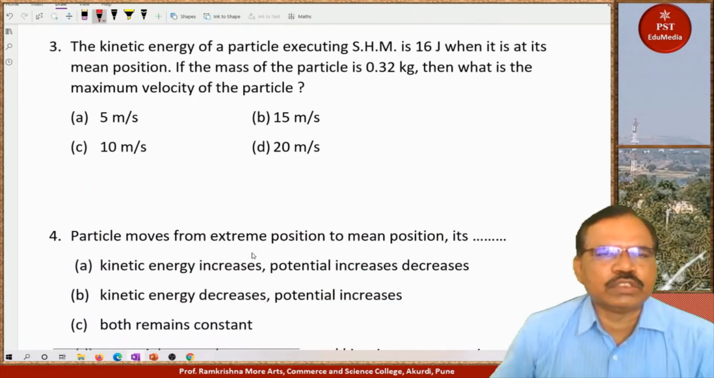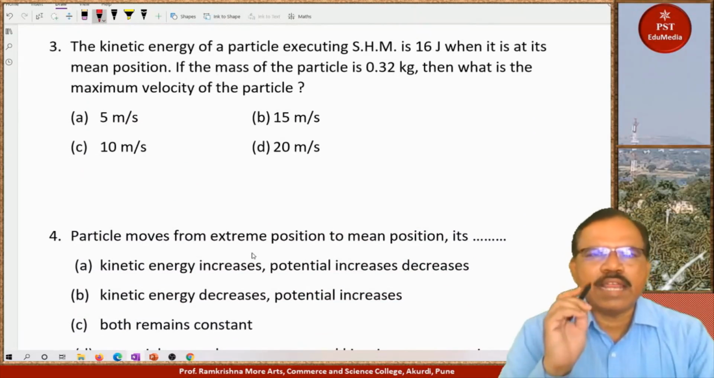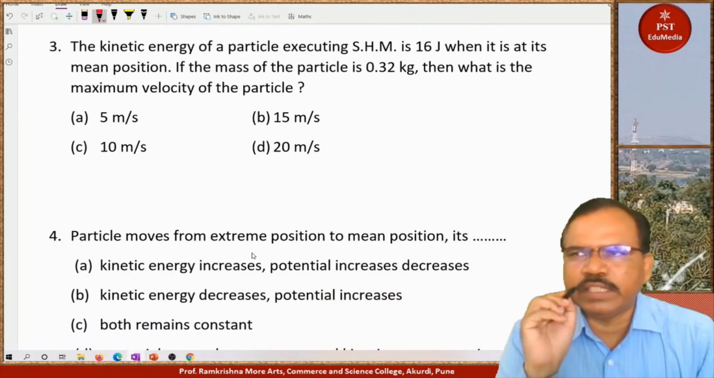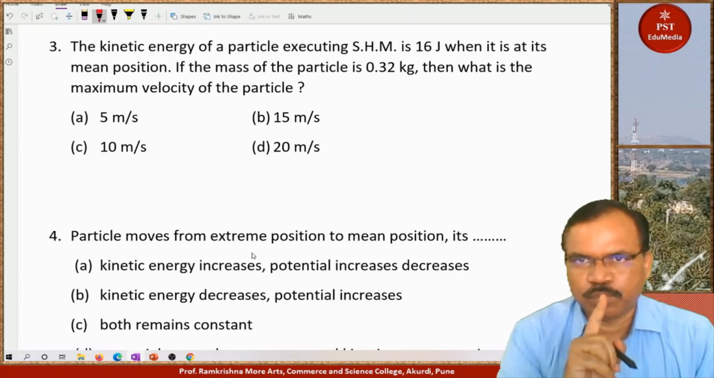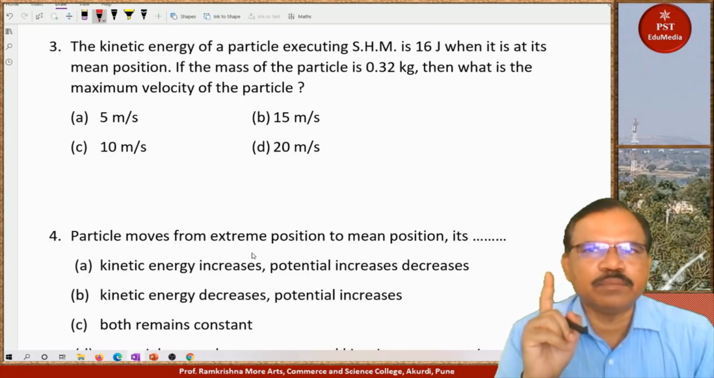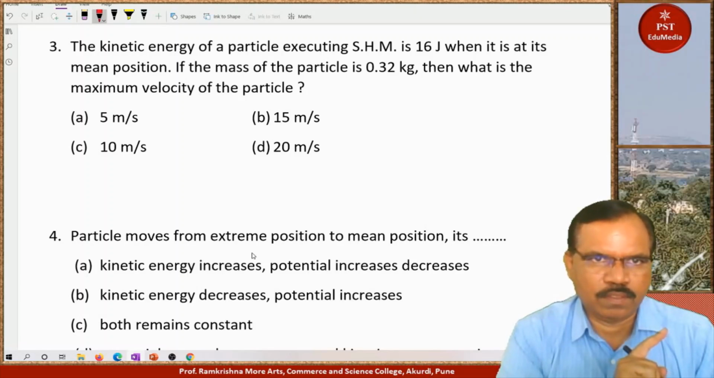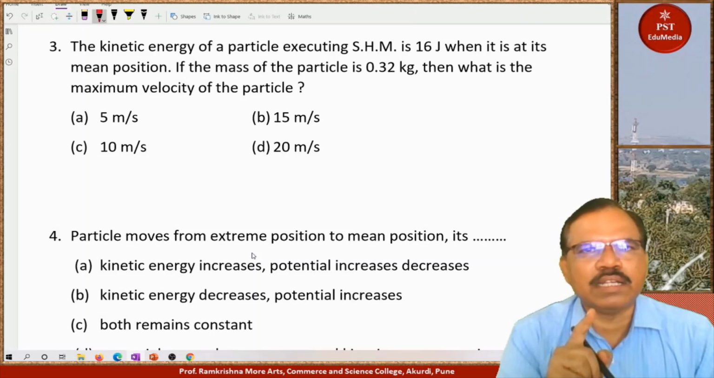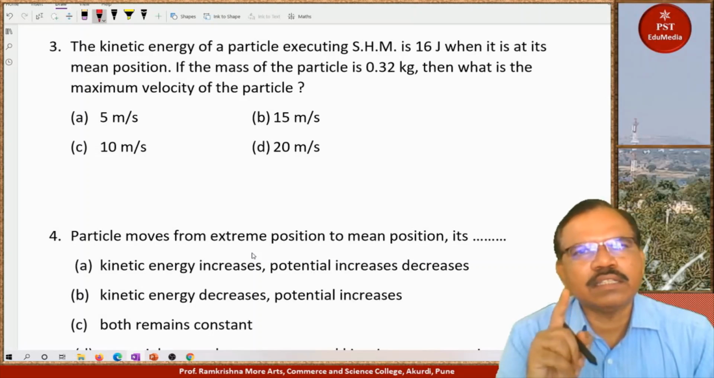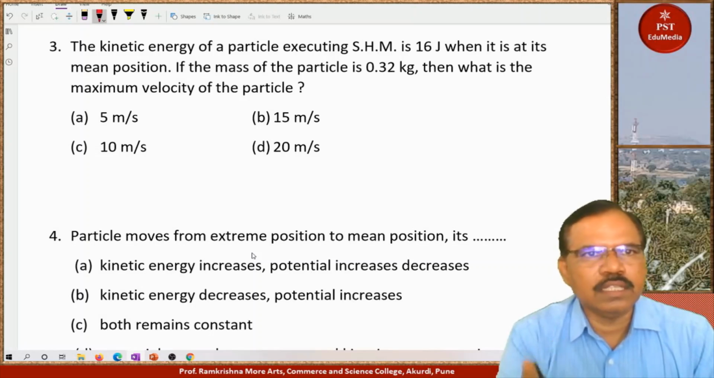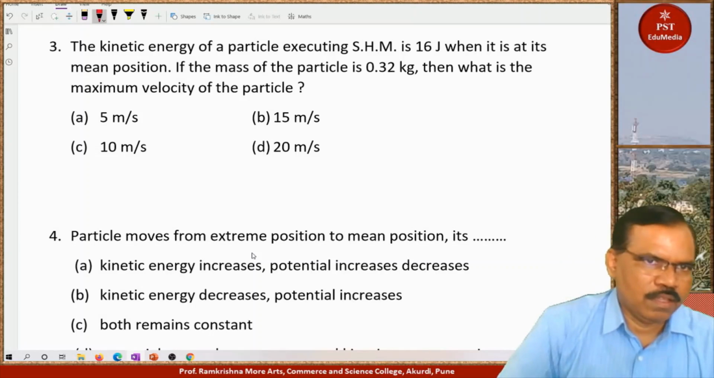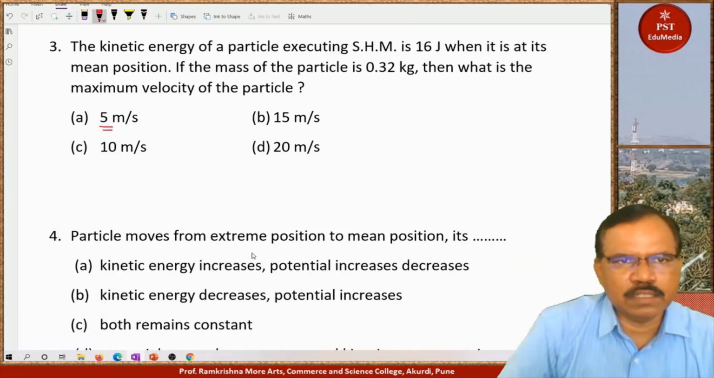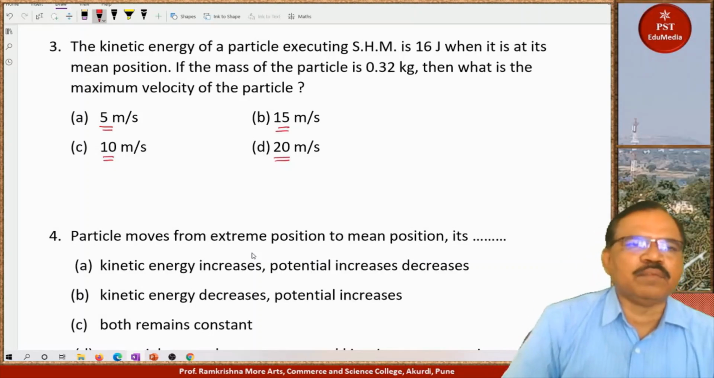Now we'll go to the third one. The kinetic energy of a particle executing SHM is 16 joules when it is at its mean position. If the mass of the particle is 0.32 kg, then what is the maximum velocity of the particle? 5 meter per second, 15 meter per second, 10 meter per second, or 20 meter per second.